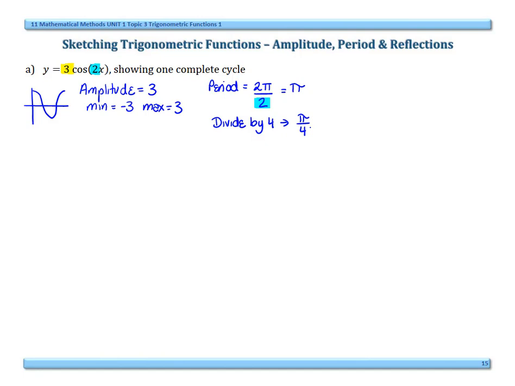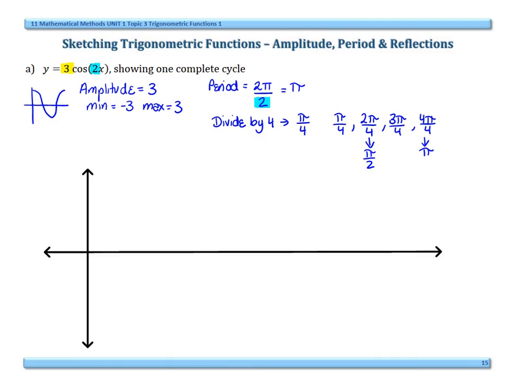This will give me my x-axis. So I want pi on 4, 2 pi on 4, 3 pi on 4, and 4 pi on 4. 2 pi on 4 is pi on 2, 4 pi on 4 is pi. I then go to sketching my graph. Now we draw our axes, label x and y, and we put 4 points on my axes. Use a ruler.